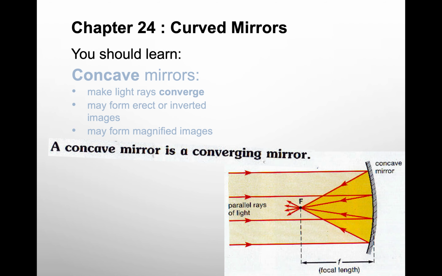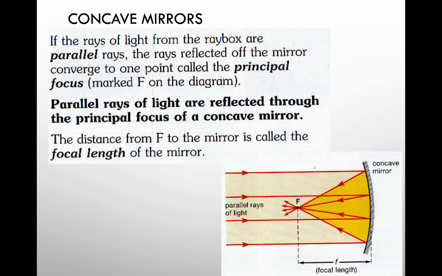All of the light rays, when they are coming from any object and falling on the mirror, have to be parallel light rays, and when they are reflected off this mirror they will be converged at the point we call the principal focus. The principal focus has a symbol which we call F.